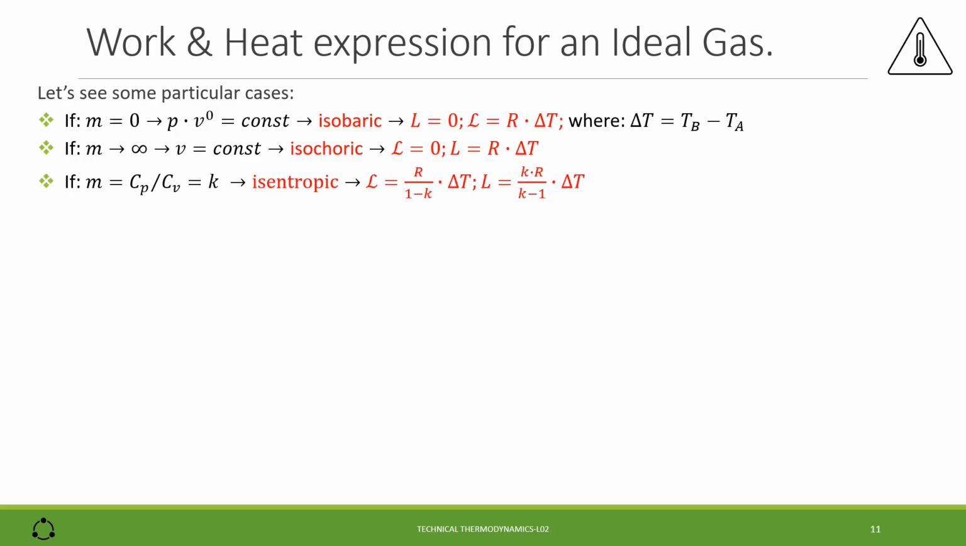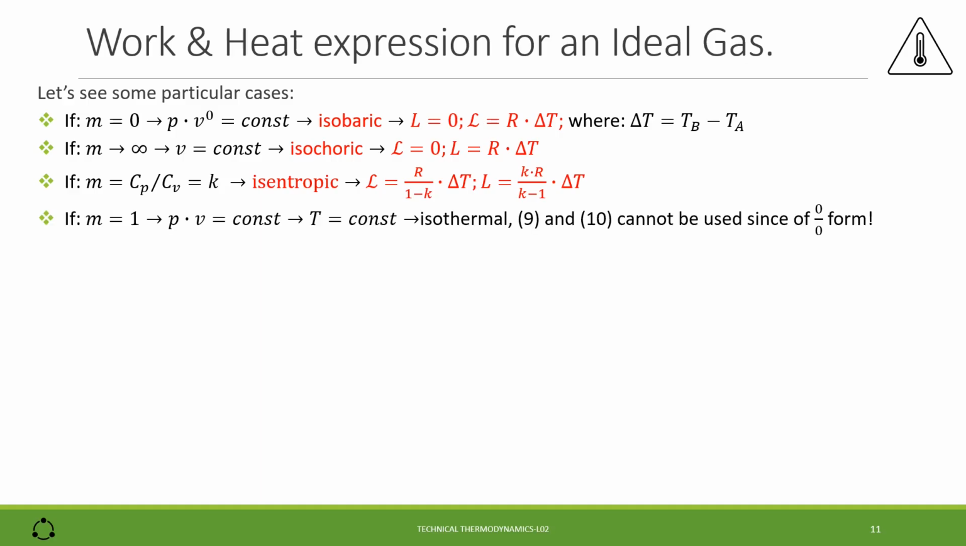If M equals Cp over Cv, that is the ratio of the specific heat constant that we call K, the transformation is isentropic. The technical and the thermodynamic work have the expression displayed in red. If M is 1, then the transformation is isothermal, PV is constant, and the formulas 9 and 10 cannot be used because we land into a 0 over 0 form.